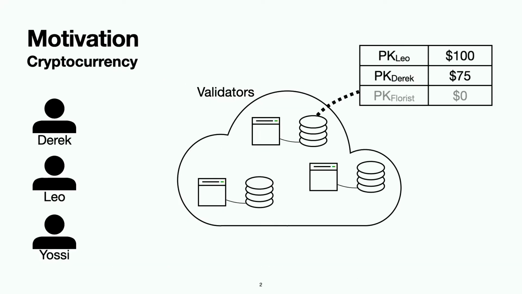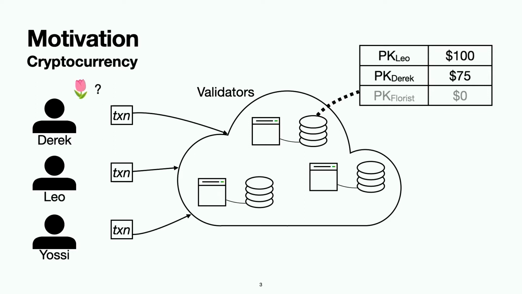A cryptocurrency is a payment system that runs on a distributed network of computers called validators. A cryptocurrency maintains a mapping from users' public keys to their balances. Suppose I would like to invest in tulips to become obscenely wealthy. To pay the florist, I sign a transaction with my secret key and then submit it to the validators. Because many users may be submitting transactions at the same time, the validators execute a consensus protocol to determine which transaction to execute next.